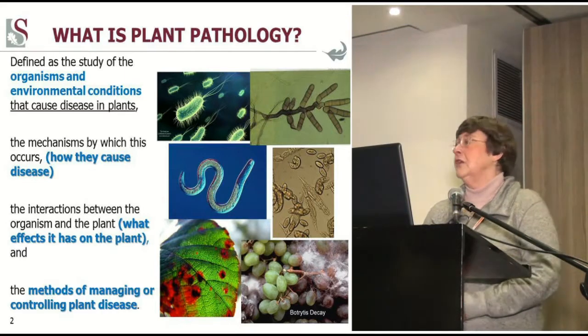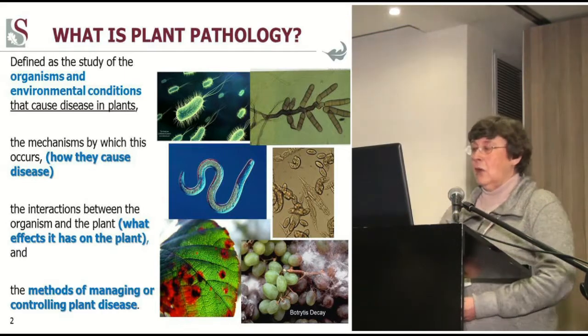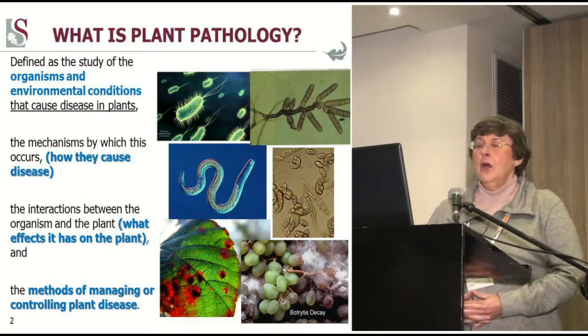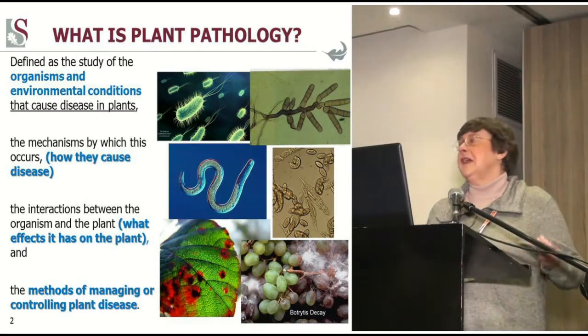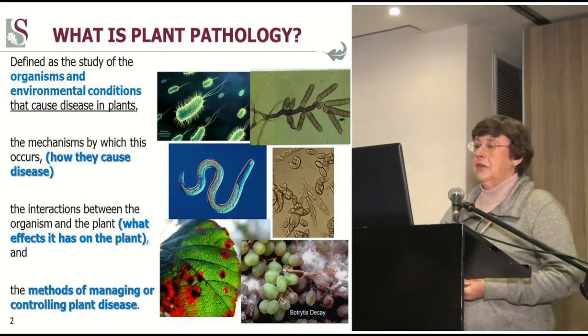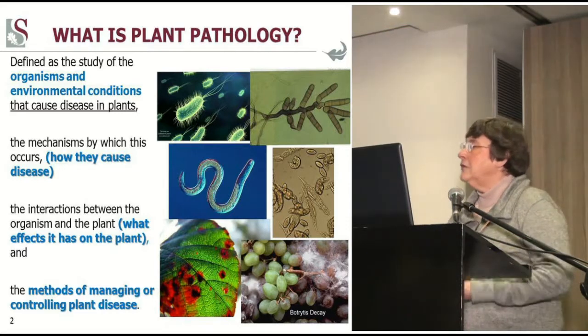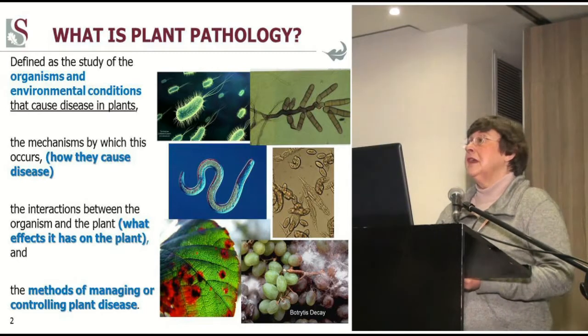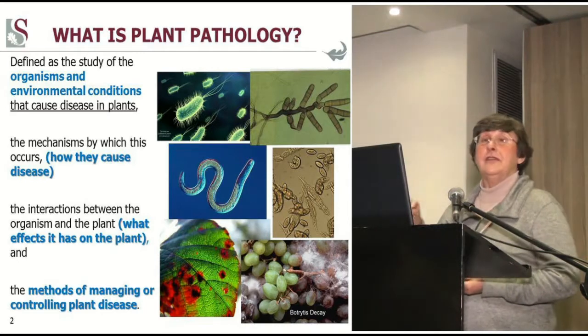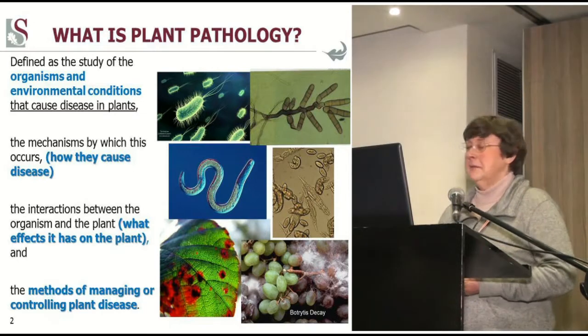So what are the organisms and the environment that cause these? We're looking at the pathogenic organisms. What effect does the organism actually have on the plant? So what is that interaction between the plant and the organism? And specifically looking at the environment that's involved in that interaction and how that influences the diseases.